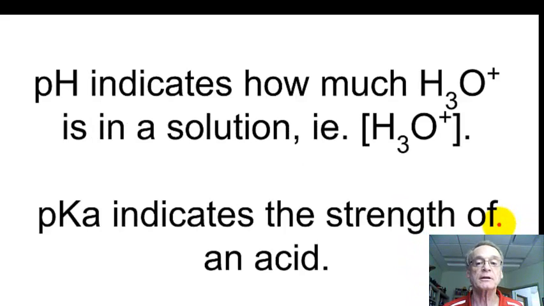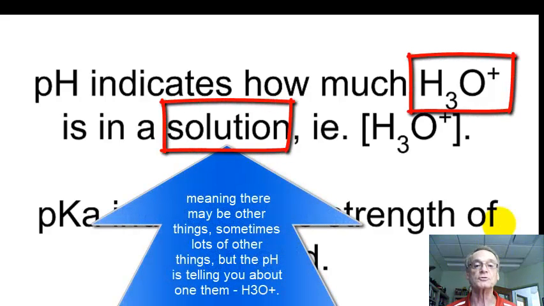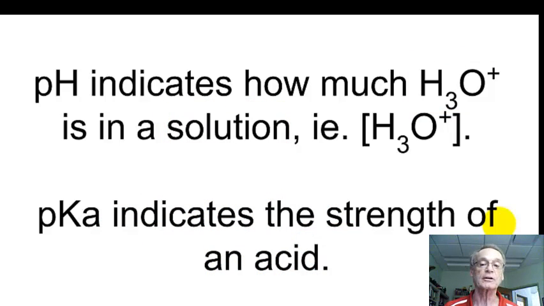pH is a variable. It indicates how much H3O plus, or hydronium ion, there is in the solution. In other words, the concentration of H3O plus. And that can change all over the place. You can have lots of H3O plus or you can have very little H3O plus. So the pH changes as the materials that are in solution change. Again, it's a solution with some acid dissolved in it.